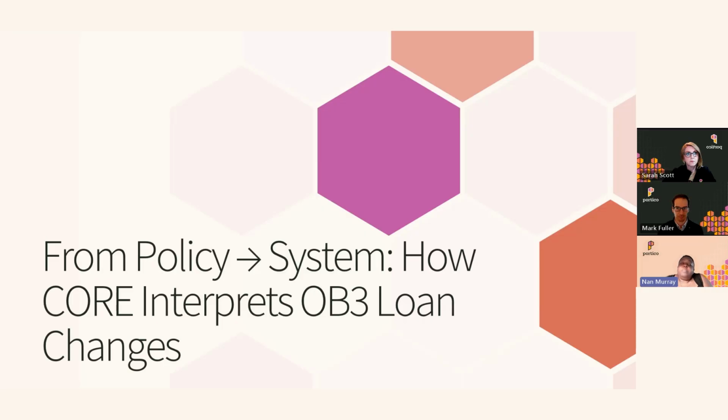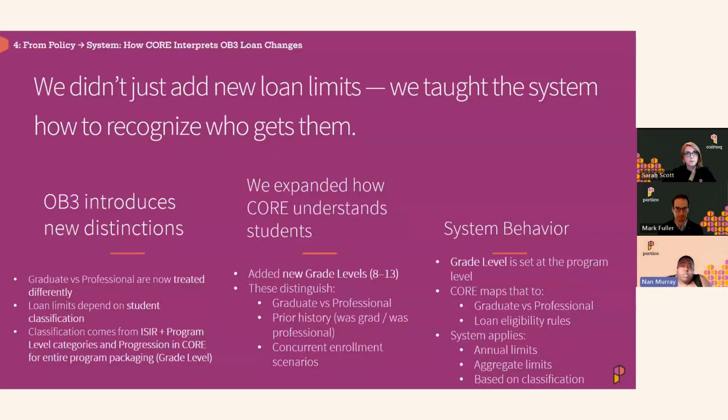So now we're going to move from policy to system. How is CORE interpreting the OB3 loan changes? We didn't just add new loans, we taught the system how to recognize who gets them. OB3 introduced new distinctions. Graduate versus professional are now treated differently. Loan limits depend on student classification. Classifications come from the ISIR, the program level in CORE, progression, and whether you are packaging for the entire program. We'll also speak to if you package each award year separately.